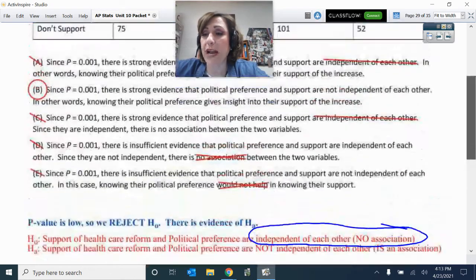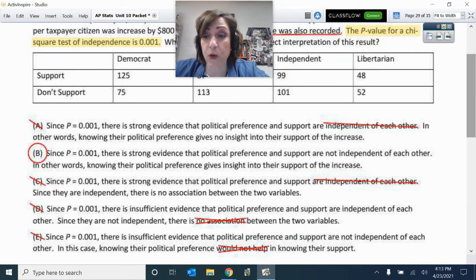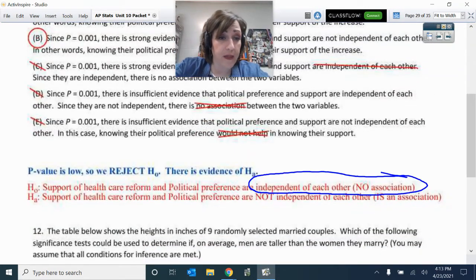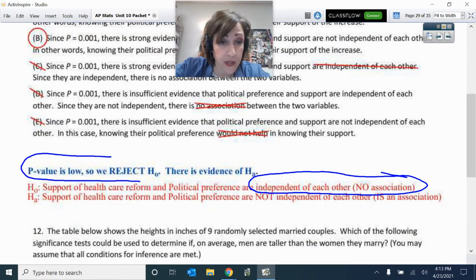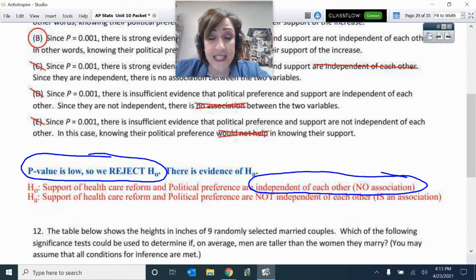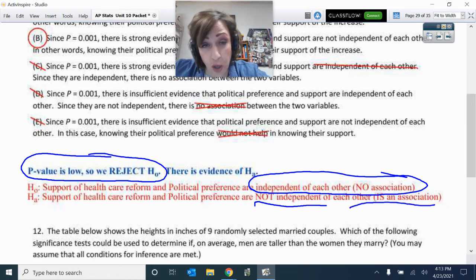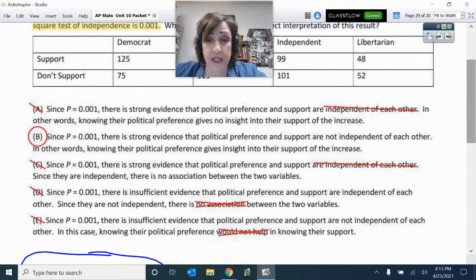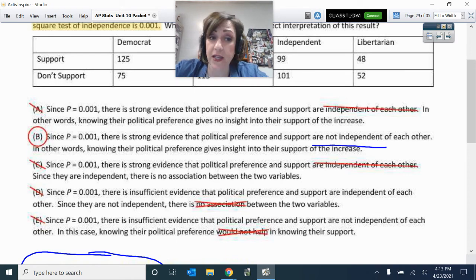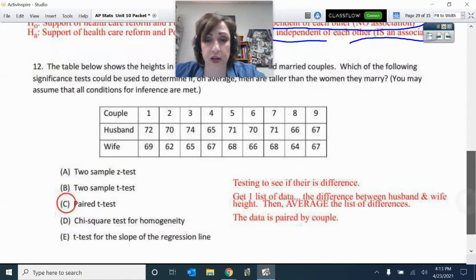So what happened with a p-value of 0.001? Well, that p-value is low, so I'm going to reject H0 and conclude that I have evidence that the two variables are not independent and that they are related, that there is an association. In other words, knowing their political preference does give us insight into their support of the healthcare increase.